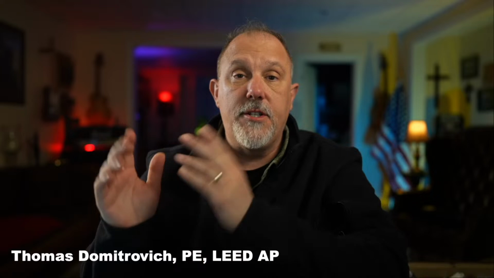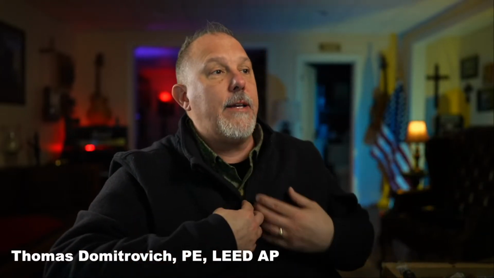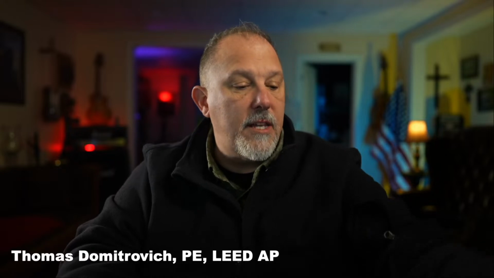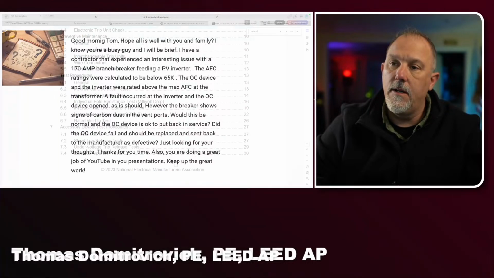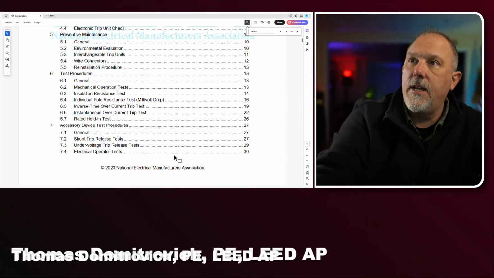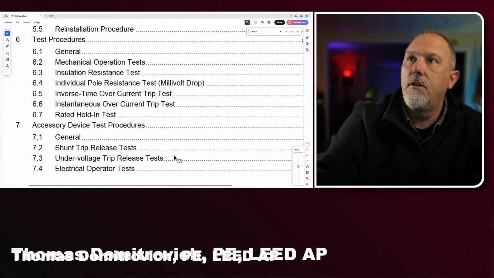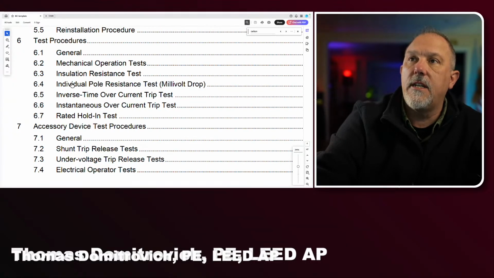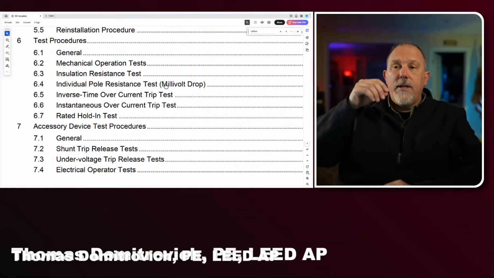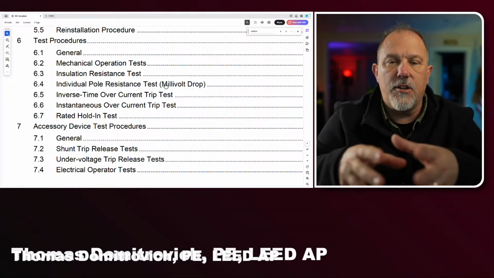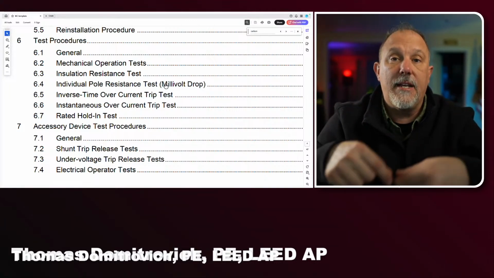Trying to think of what else. So that's what I would do. In your case, I don't even think I could give you advice other than perform some maintenance. In fact, you can even look at this in this document in the outline. So look at this. It has test procedures. You have an insulation resistance test, an individual pole resistance test, and millivolt drop. So you can get a little view inside that circuit breaker by doing some tests without taking it apart.